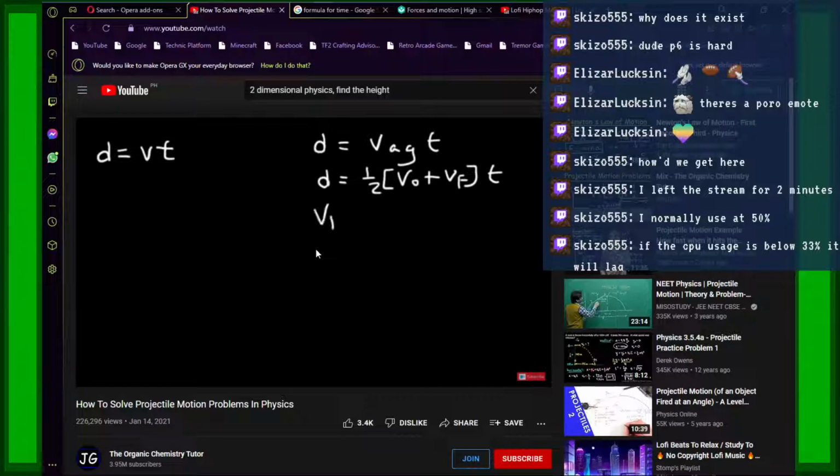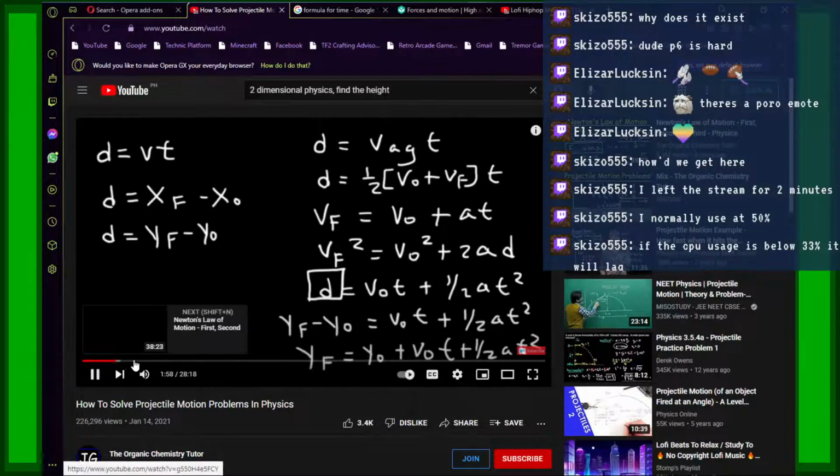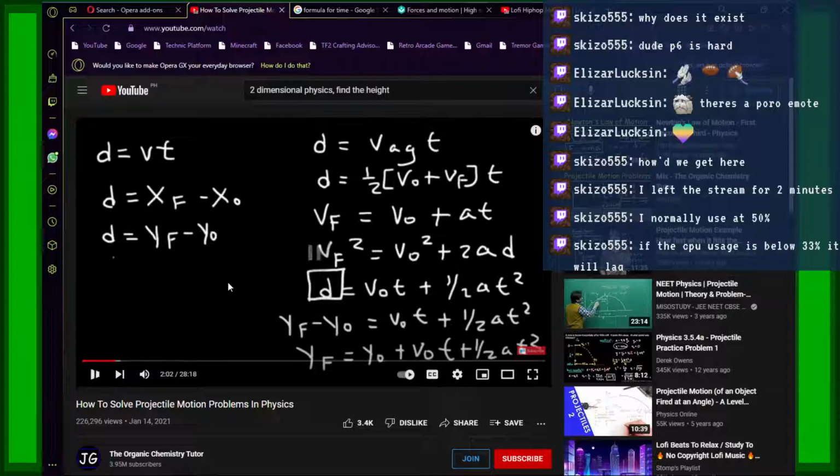Now, you also have some other equations. V final is equal to V initial plus AT. So the final velocity is equal to the initial velocity plus the acceleration multiplied by the time. Also, the square of the final velocity is equal to the square of the initial velocity plus 2 times the product of the acceleration and the displacement. Distance and displacement are the same.